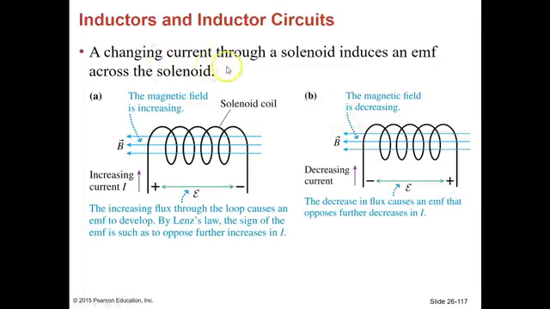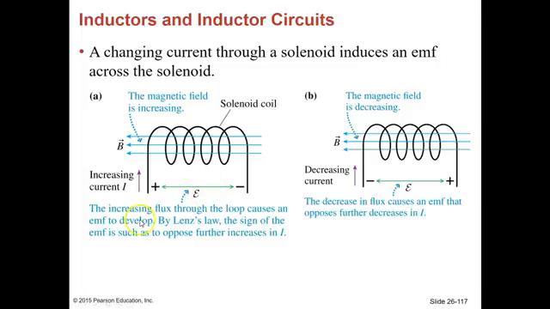So we know that a changing current through a solenoid, and remember a solenoid is just a piece of wire that's been wrapped in a coil, induces an EMF or a potential across that coil. So we've got a magnetic field going through it, and not only is it just going through, it is also increasing. Remember, it needs to increase or decrease in order for you to have any induced EMF.